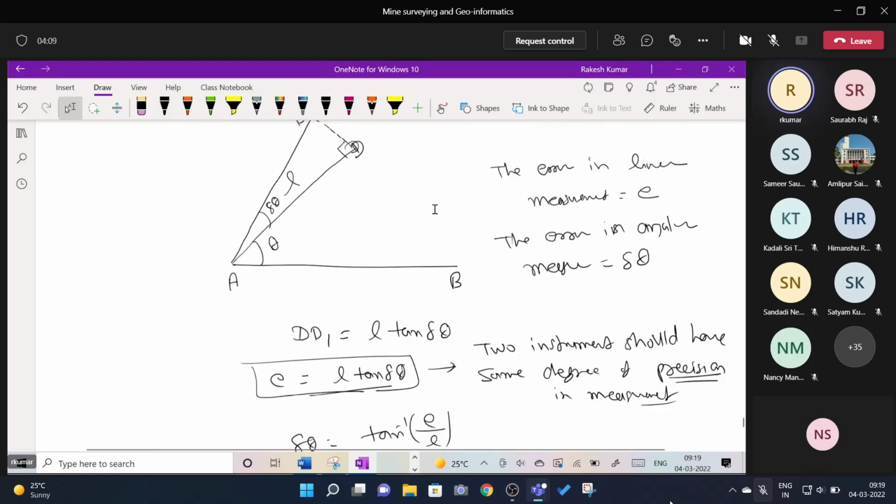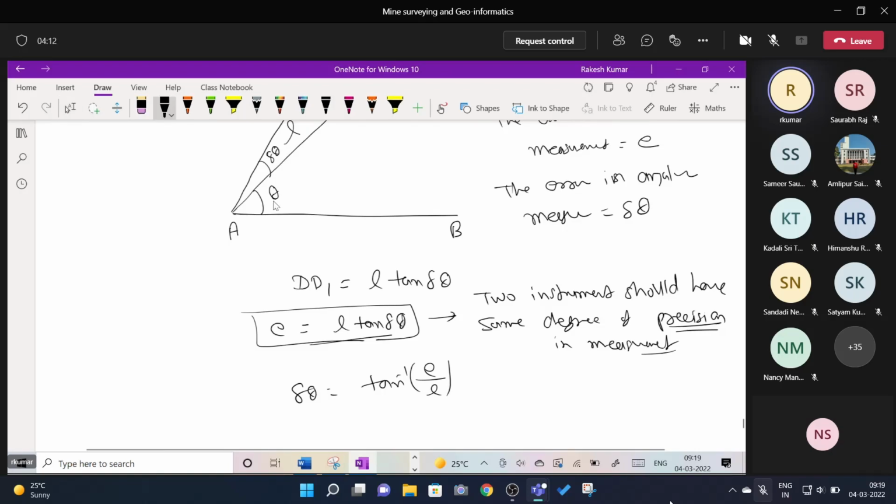In survey, what do we want? If an error occurs in theta, if I'm making some error delta theta in measurement, then the same proportional error should come in E. That is our requirement in the survey. So whatever error I am making in linear measurement should be equal to the error in angular measurement. Are you getting my point? Yes, sir. Otherwise it is a mismatch. There is no compatibility of the instruments.